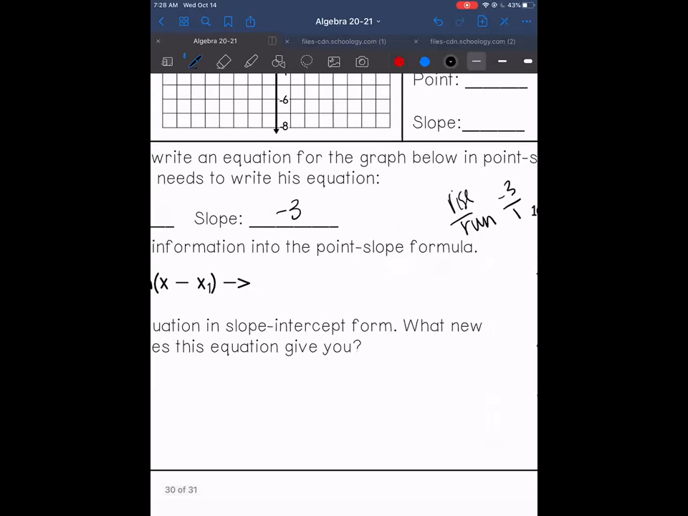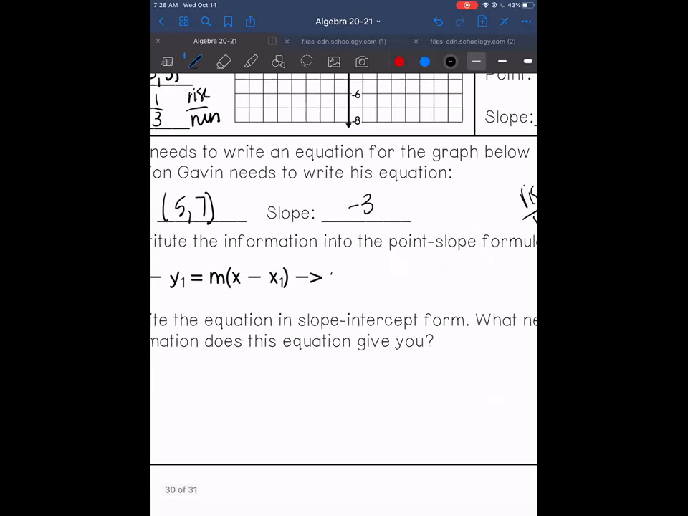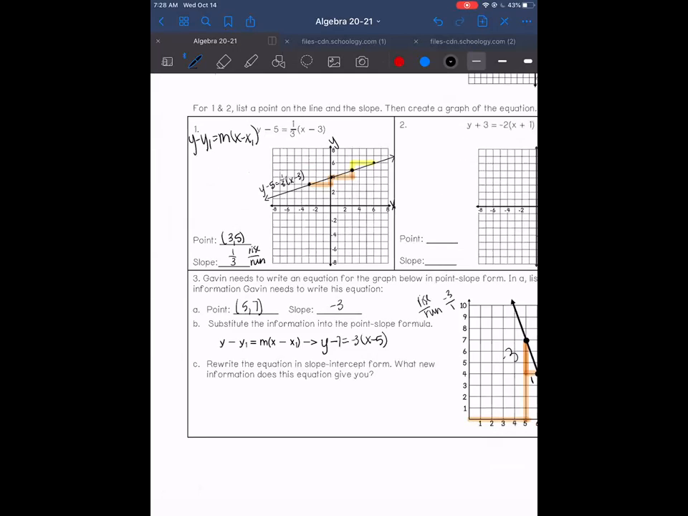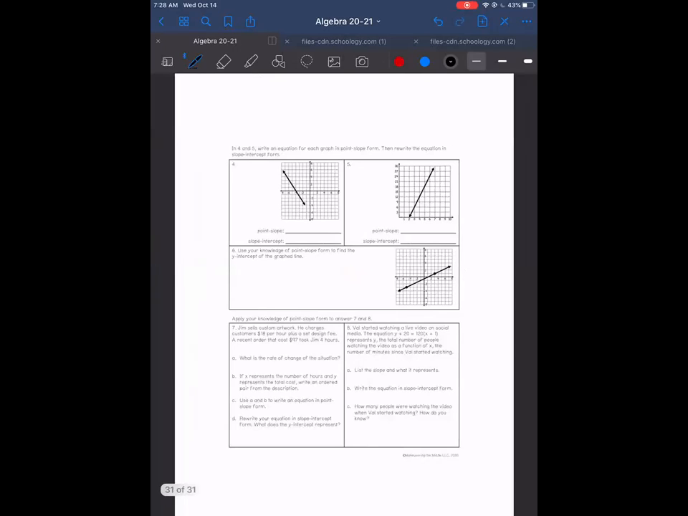So to rewrite that in our formula, it's already written for me, so I'm not going to rewrite it again. Y minus 7 equals negative 3 times x minus 5. I think you can answer C and then work on this page. You're just kind of converting and working with both forms. If you have any questions, please let me know.